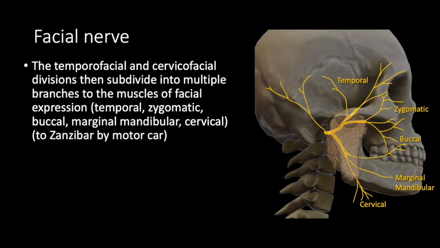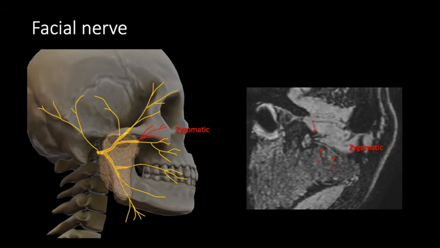The temporofacial and cervicofacial divisions then divide into what we traditionally think of as the branches of the facial nerve, right? We all learned when we were in medical school to Zanzibar by motor car. So the temporal, zygomatic, buccal, marginal mandibular, and cervical branches. We can actually see each of these individual branches and their own division.